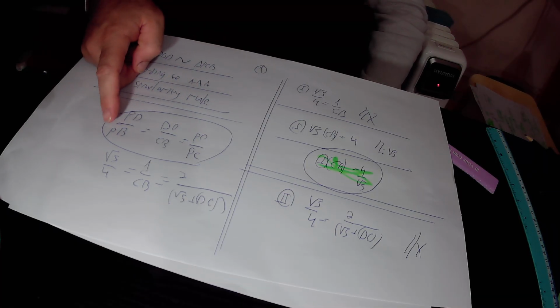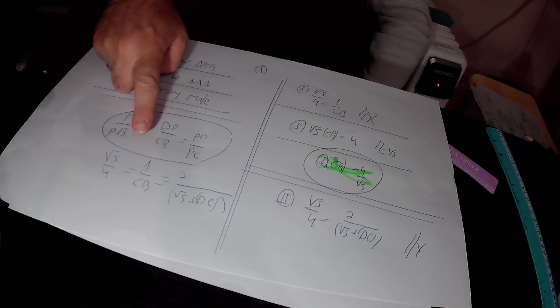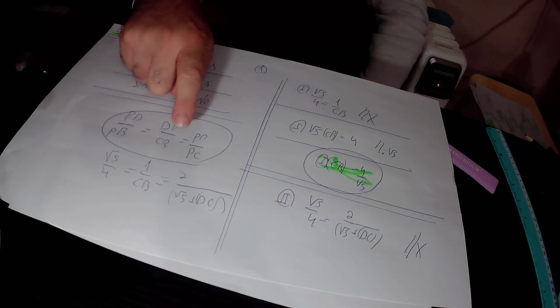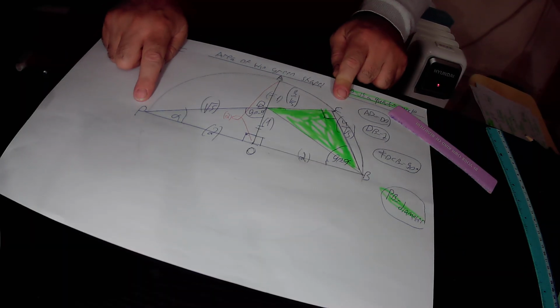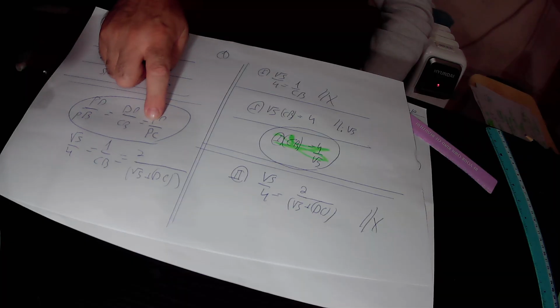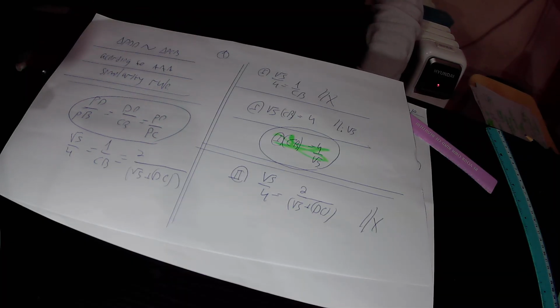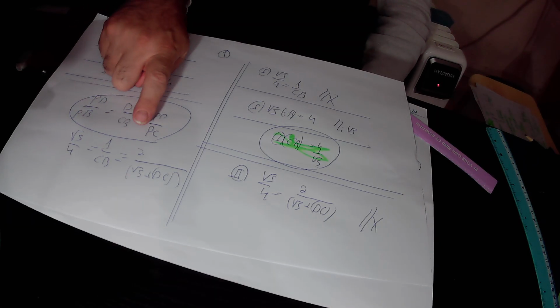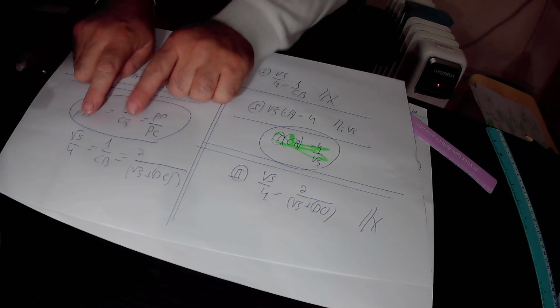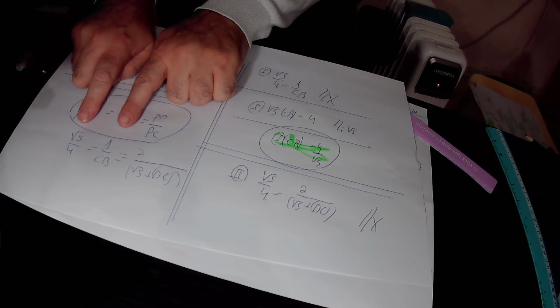PC is equal to 5, PB is 4, DO is 1, CB is the missing side, PO is 2, and side PC in total is equal to the square root of 5 plus DC. So in total, we found that square root of 5 over 4 equals 1 over CB equals 2 over square root of 5 plus DC. Those two sides of the equation are equal to each other. Therefore, we can make equation 1 from those two sides.